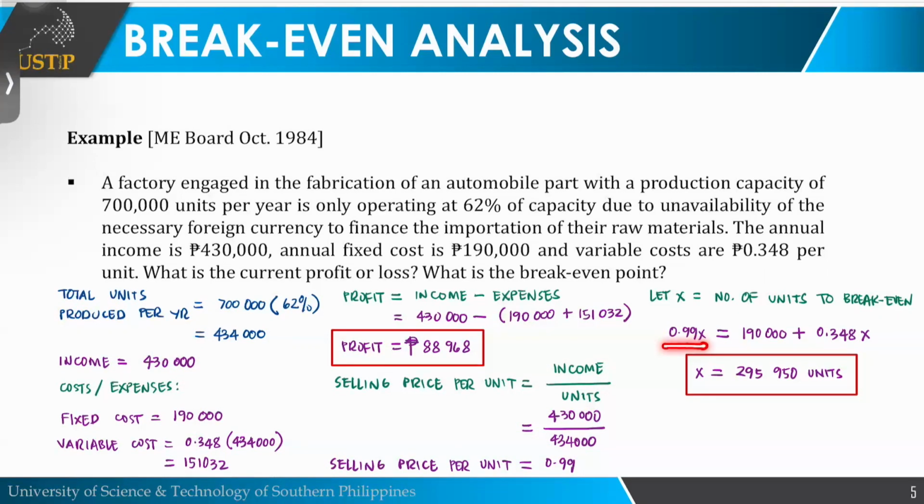0.99 times X, the unknown value, is equal to the expenses, which are the fixed cost, 190,000, plus the variable cost. The variable cost in this case is 0.348 multiplied by X. It is X now, no longer 434,000, because this value is unknown. If we equate all that, we can get X.